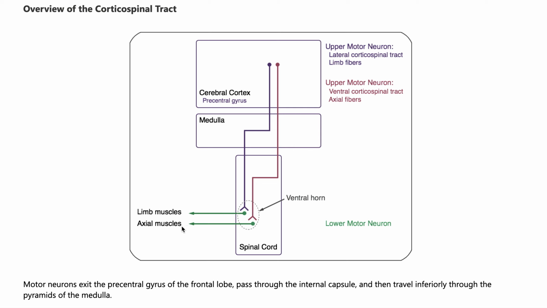The axial muscles are part of this other pathway, which is illustrated on the right, and it's in a maroon color, and it illustrates upper motor neuron pathways from the ventral corticospinal tracts and axial fibers traveling from the cerebral cortex and the precentral gyrus down the medulla, where it passes through the medulla and then enters the spinal cord, where it then moves over to the contralateral side and synapses with the green lower motor neuron in the ventral horn, and then travels to axial muscles.